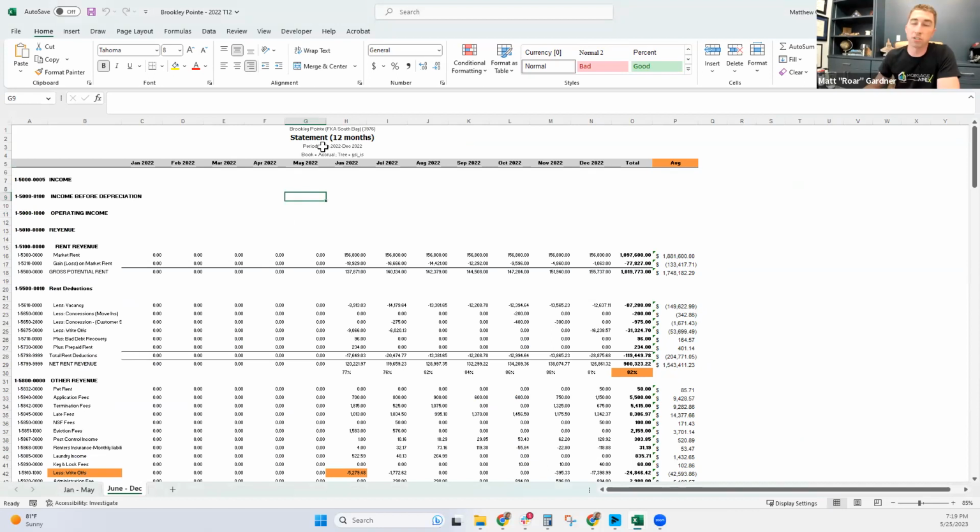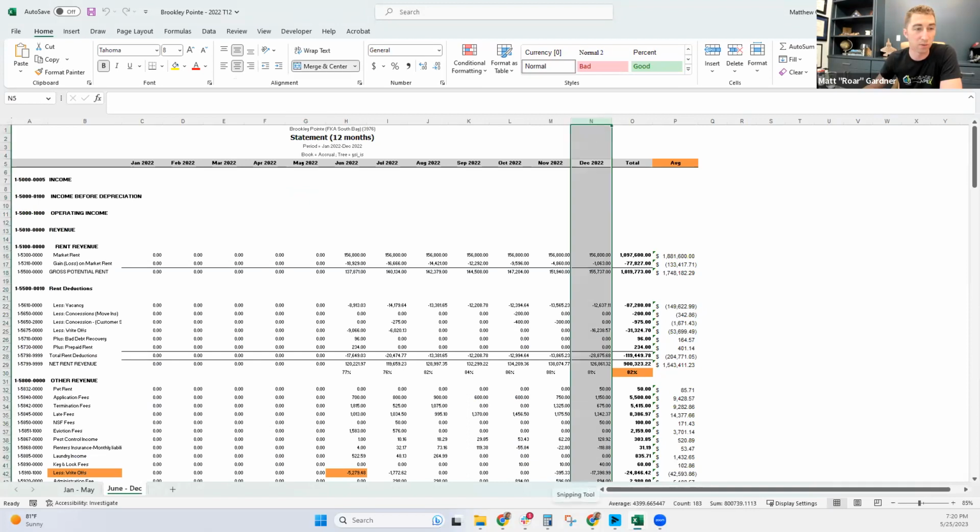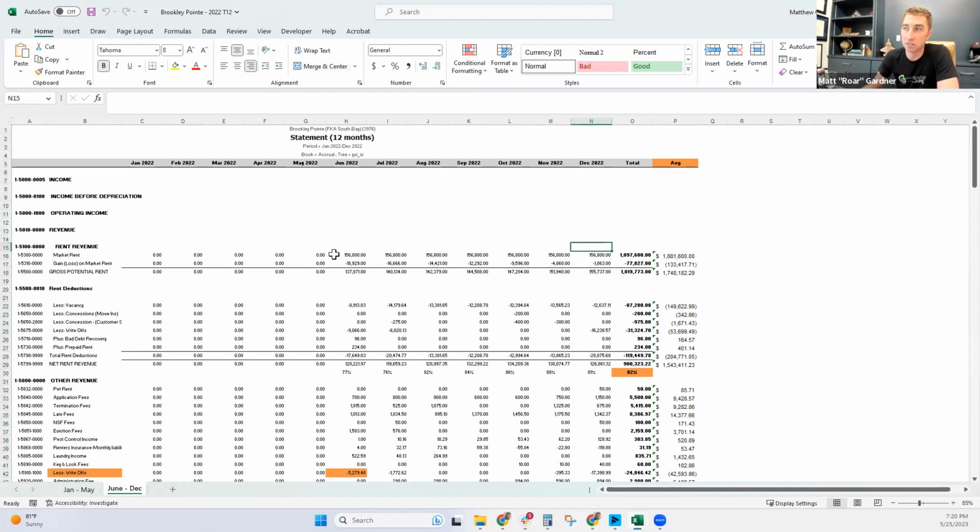This is the first T12 that we were given, Brookley Point T12. The first thing to note is they gave you the T12, the trailing 12 months, and they gave it to us in May. But look at the most recent month that they gave us. It was December. So how useful is that information? It's useful, but not super useful, right? Like in the past 5 months, a lot could have changed. But I'm still going to analyze it as if this is the T12.